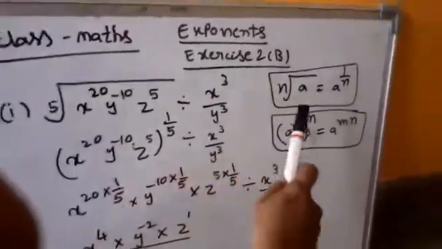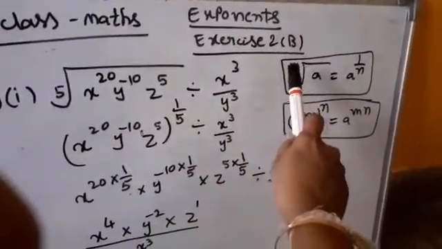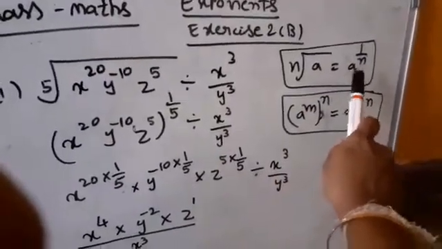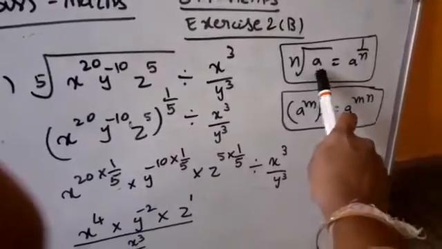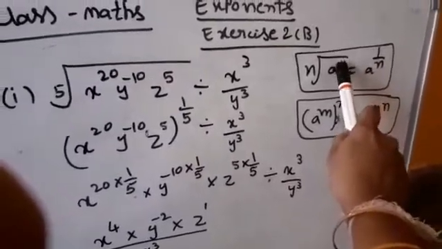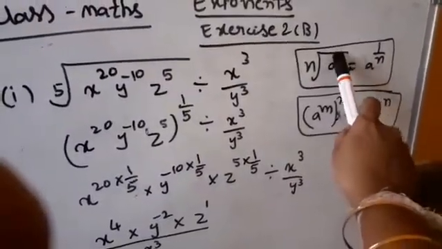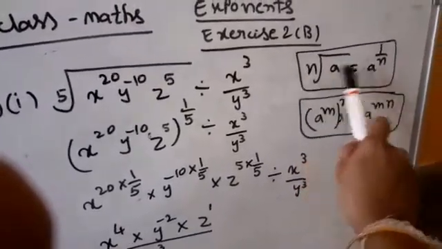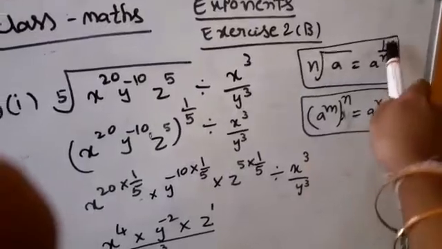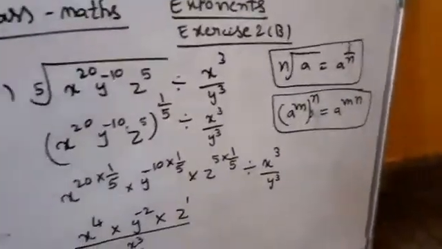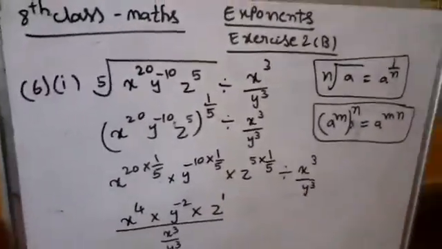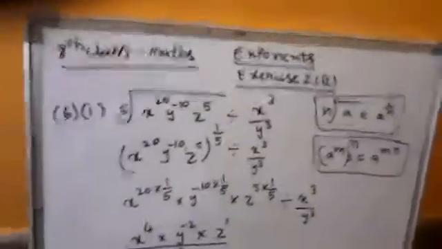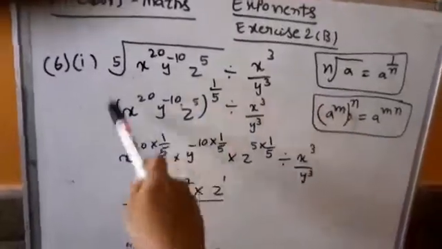See here, there is a formula: nth root of a equals a to the power of 1 by n. Here, for this a, no power is written, which means 1. That's why the power is 1 divided by n, since the root is n. So the nth root of a is a to the power of 1 by n. The same formula we have to apply here.